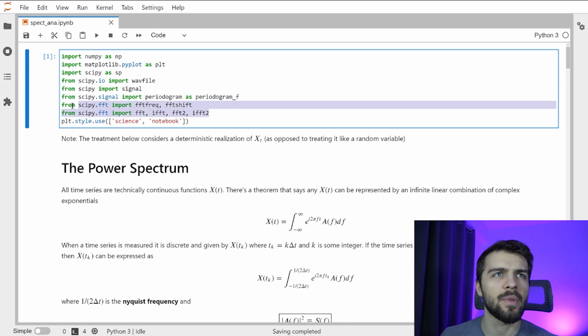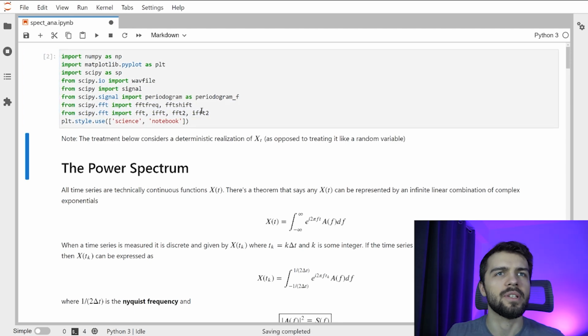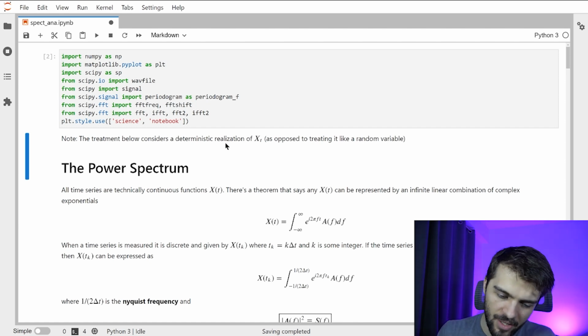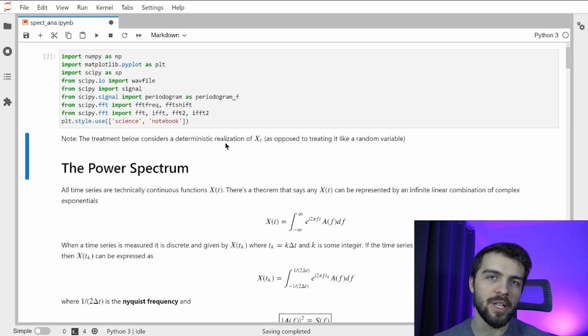A number of things from the Fourier transform library of SciPy. By the way, if you haven't seen it, I highly recommend watching my Fourier transform video before checking out this video, because I think it'll give all the necessary fundamentals for really understanding spectral analysis. So I'll import these. And so the important thing to note about this video is that the treatment that I'm considering of time series is a deterministic one.